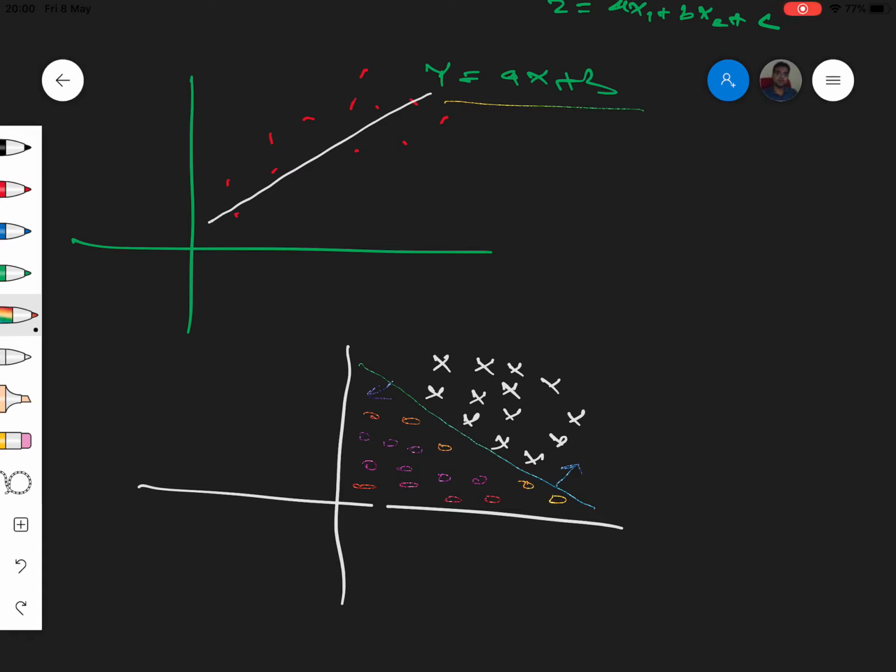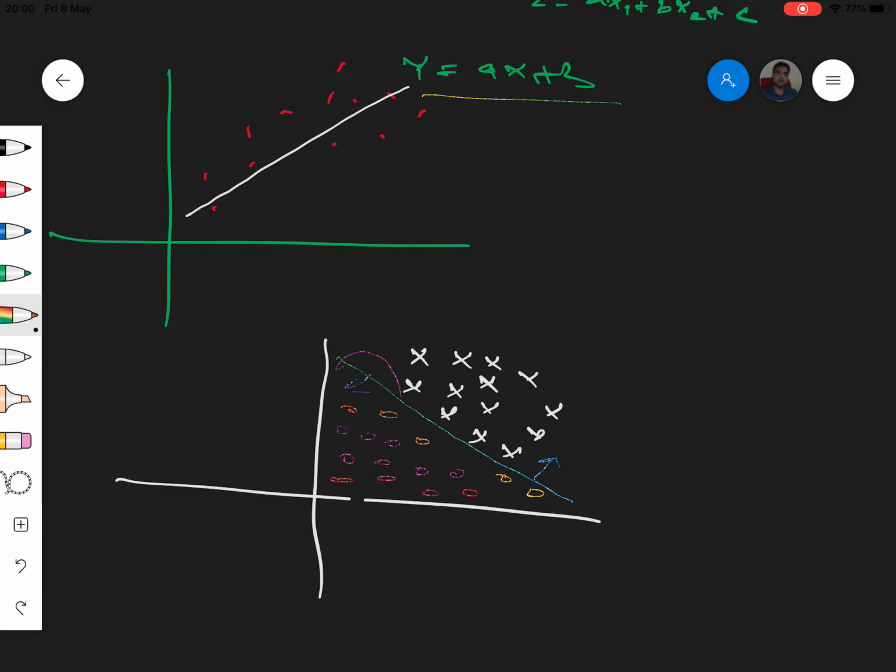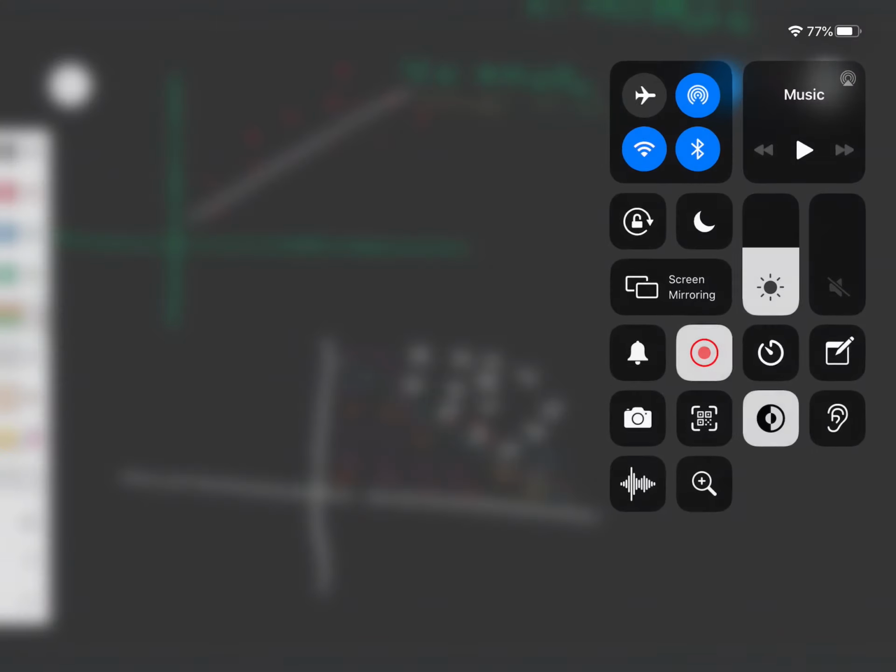But this regression need not be a linear regression. Instead of z equals ax plus b, we can take a non-linear function. In that case we can have a non-linear boundary as well, which is not going to be a straight line. Hope it clears your doubt.